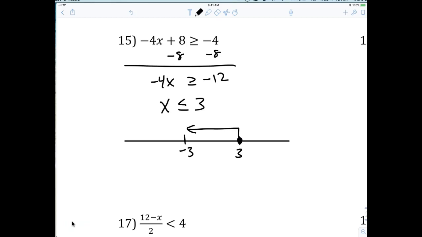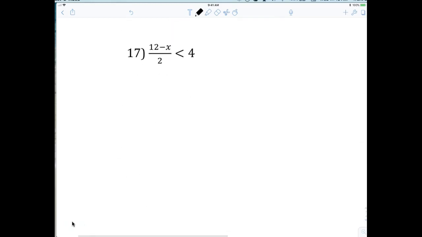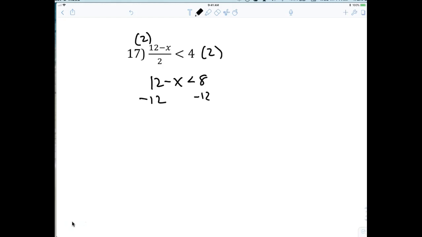Everybody feeling good about that now? All right. Here we go, 17. Now, because the whole thing is being divided by 2, I need to what? Multiply both sides by 2. So 12 minus x is less than 8. Subtract 12 from both sides. Negative x is less than negative 4. X is what? 4. Yeah, great.